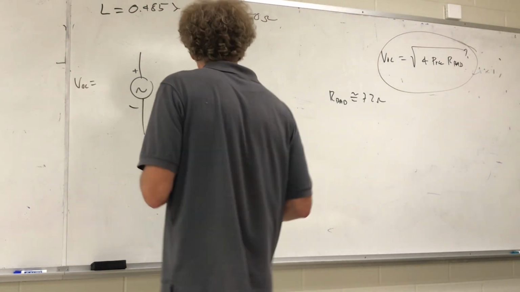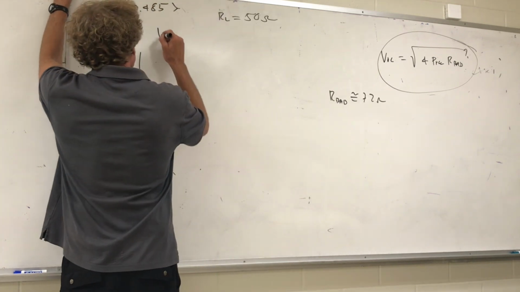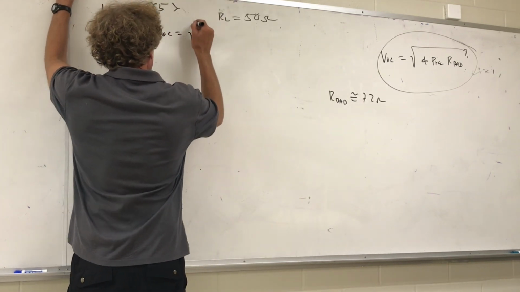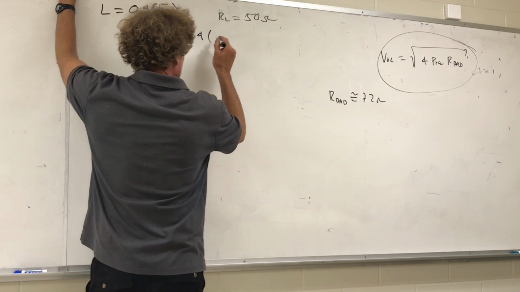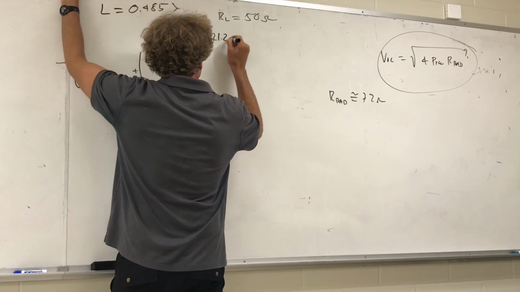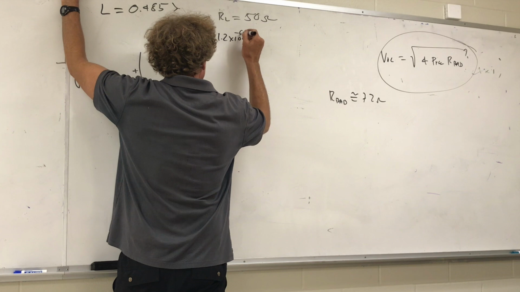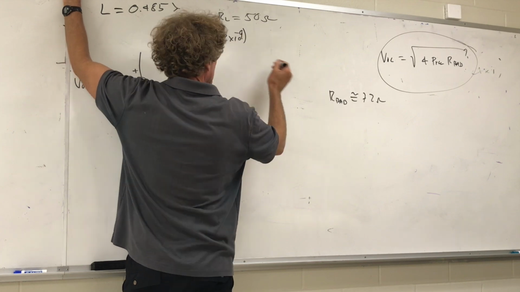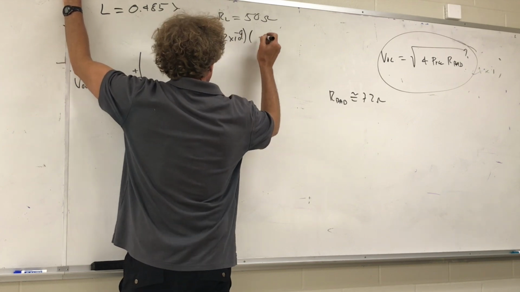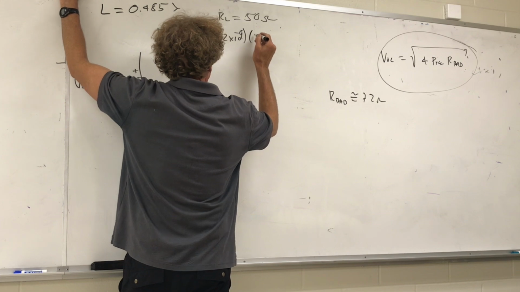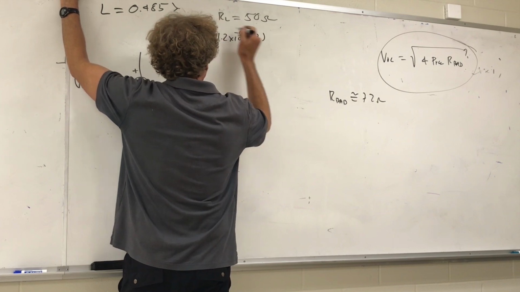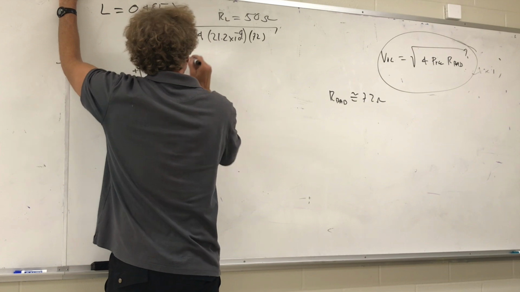The open circuit voltage is this. So V open circuit is the square root of 4 times P received, 21.2 times 10 to the minus 9th, times the radiation resistance of the 0.485 dipole, which is 72 ohms. So could you give me V open circuit?